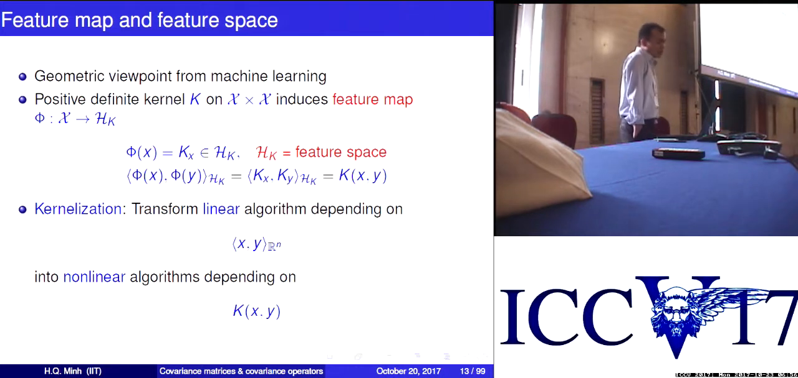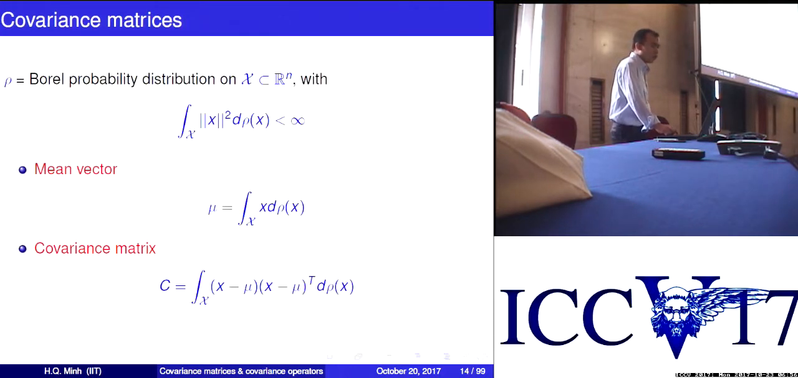This leads to kernelization, the kernel trick in machine learning, where if we have a linear algorithm that depends on the inner product of x and y in R^n, then if we replace this inner product with the kernel k(x,y), we have a nonlinear algorithm. This is actually a very powerful geometrical viewpoint for machine learning and pattern recognition. It was a very nice viewpoint as well. So we are going to use this.